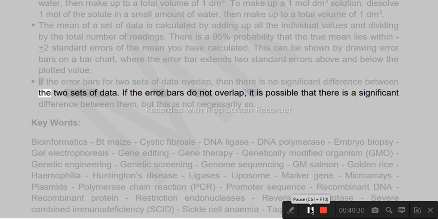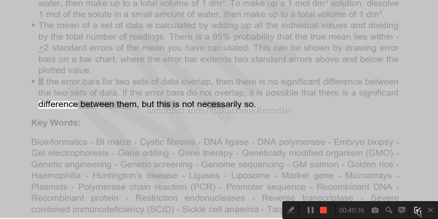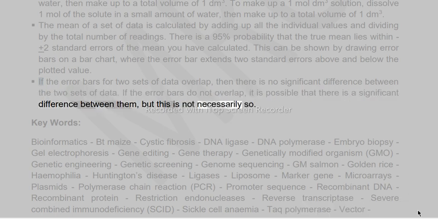Significant difference between the two sets of data. If the error bars do not overlap, it is possible that there is a significant difference between them, but this is not necessarily so.